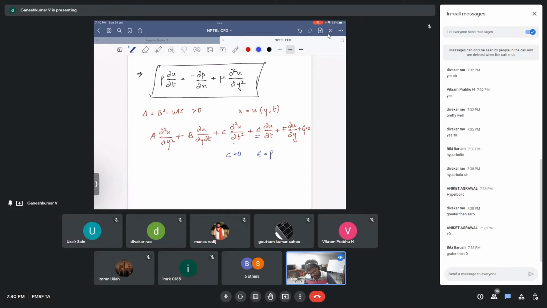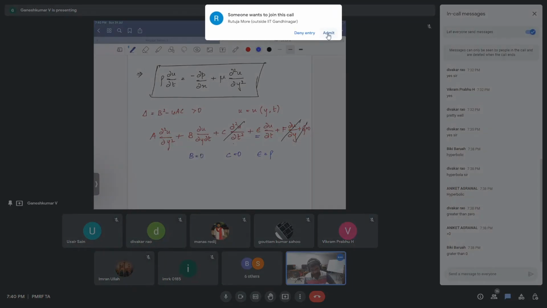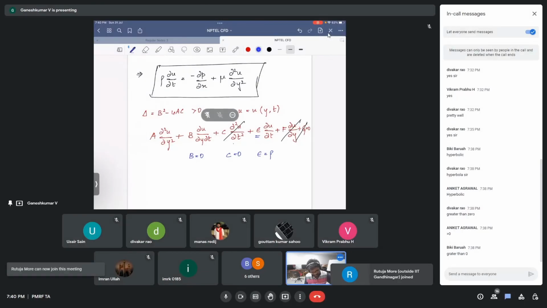If we strike it out, this term goes away. Dou u by dou y is also not there, so this term also goes away. This is going to be rho. We don't have b, so again b is equal to 0. And a, how about a? A is going to be mu. So is this clear?